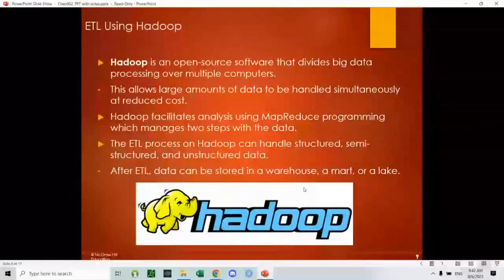So Hadoop is open source software used for big data that divides it among multiple computers to handle the data simultaneously at a reduced cost. This is a bit outside of the scope of this class, but they are good words to know should you go into data management.